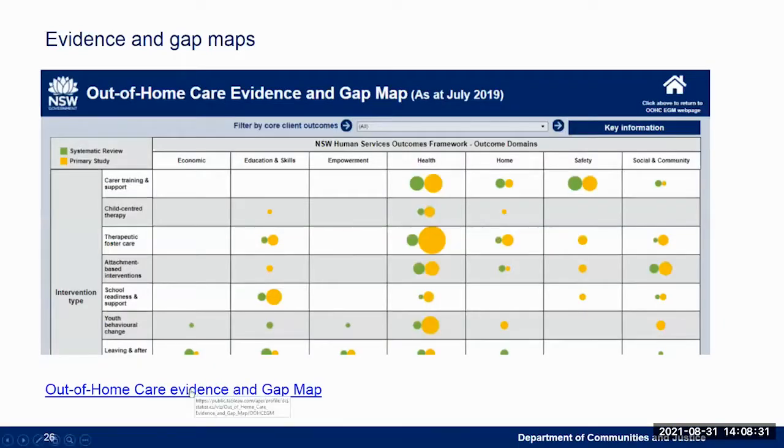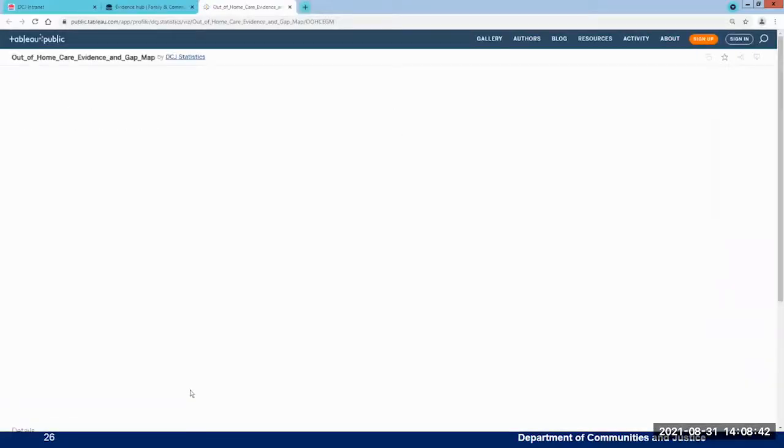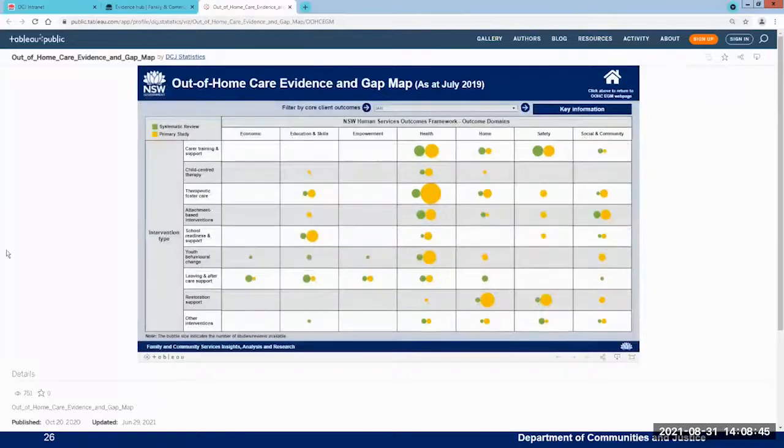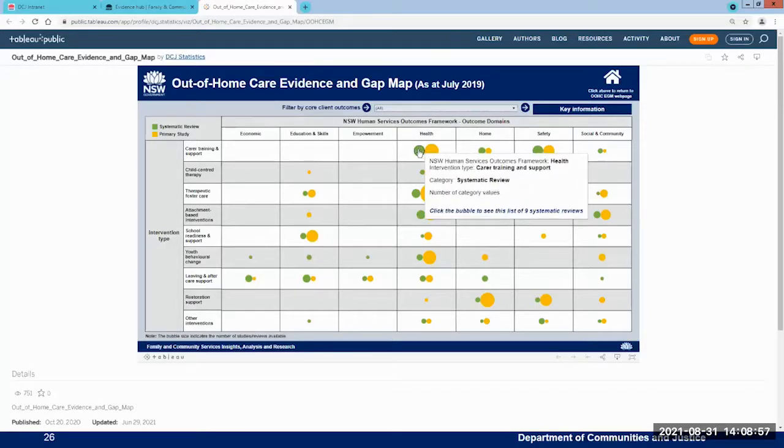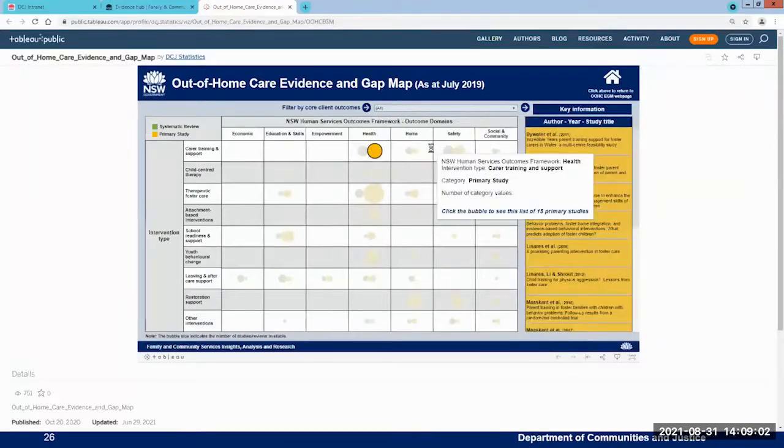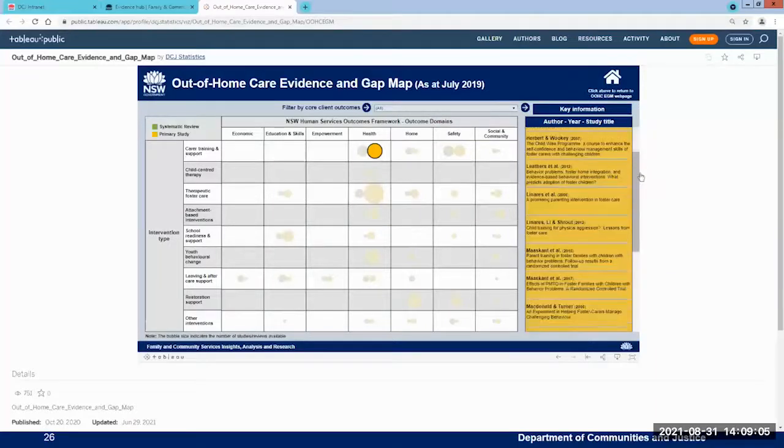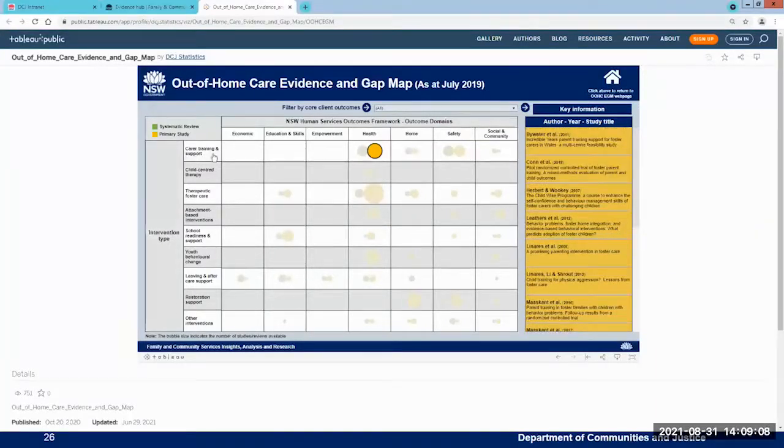This is the Out of Home Care Evidence and Gap Map. This is on our Evidence Hub pages. So this has been updated. I'm going to click on this just to quickly show you. It is a map, and it obviously has interventions down the side here. At the top, there are the outcome domains, and then we've got systematic reviews in the green bubble and primary studies in the yellow. So if I click on the yellow, it will give me all of the articles, all of the research for carer training and support with the outcome of health.